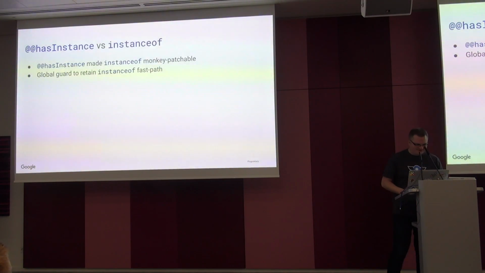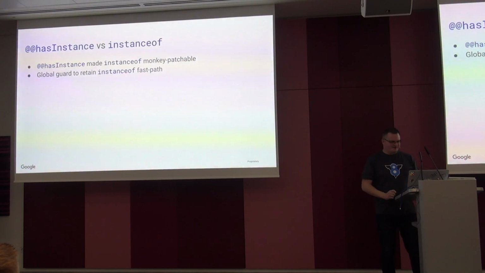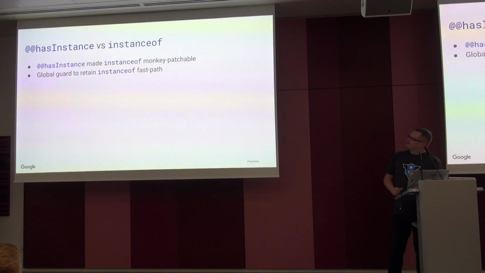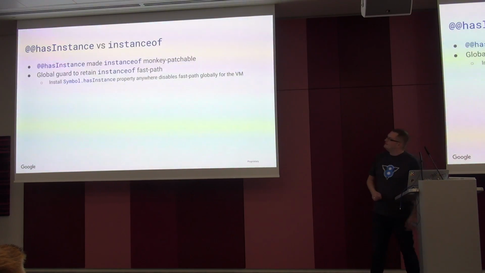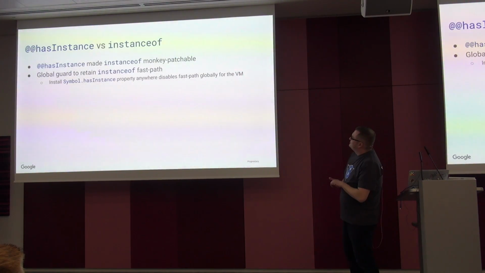Good assumption. As it turned out, that was not the case. So we added the global guard that basically protects our optimization. As long as no one monkey patches instanceof, we're good. On the web, that was fine. Who would have thought that someone added this to Node core? Anyway, this is the guard for the optimization.